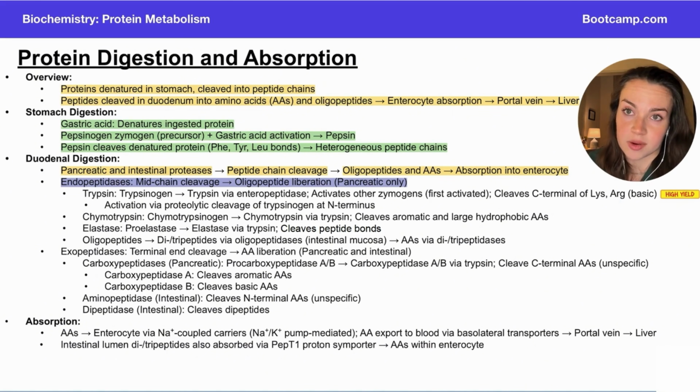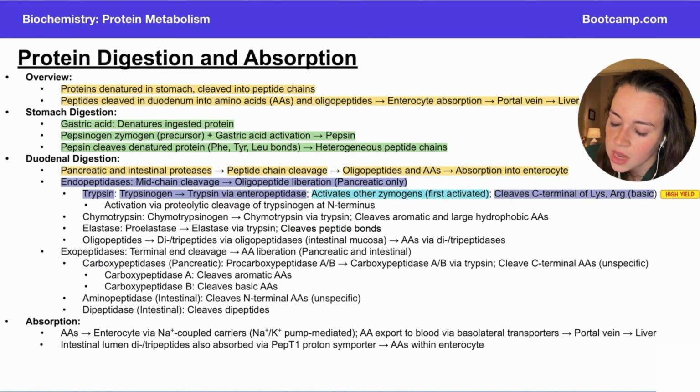Endopeptidases only come from the pancreas. And remember, the star of the whole operation in the duodenum is trypsin. So trypsinogen, the inactive zymogen, is going to be activated into trypsin via the activity of enteropeptidase. Once trypsin is active, it can go ahead and activate all of those other zymogens that we talked about, right? Trypsin comes first. And then not only does trypsin activate everything else, but it also has its own endopeptidase activity. It is going to cleave the C-terminal of lysine and arginine. If you have to remember one of the endopeptidases, you're gonna wanna remember trypsin. It's like the quarterback of this whole operation.